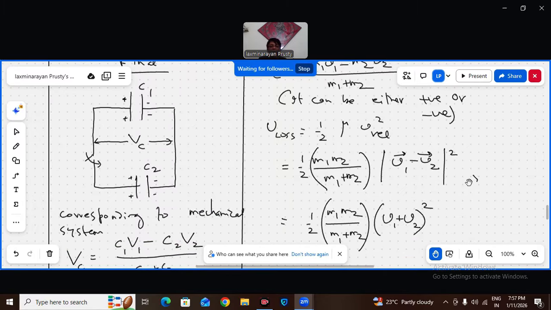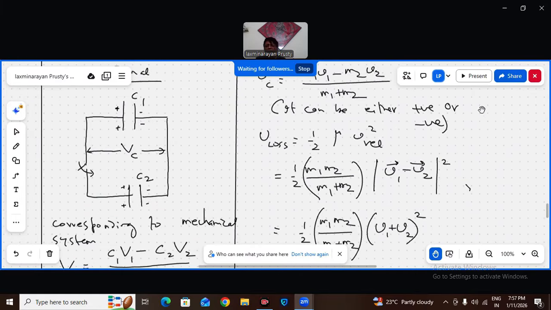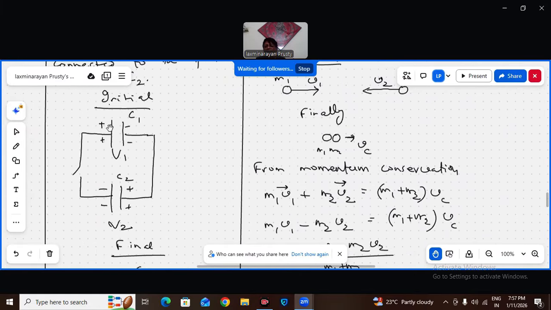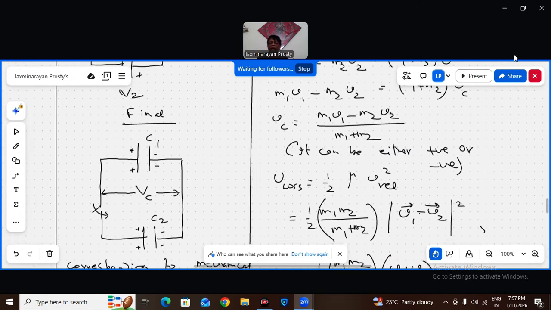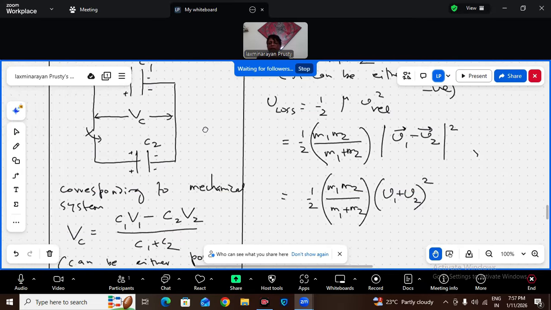For example, if they collide in opposite directions, they may be moving either both of them to the right or both of them to the left, depending on whose momentum is greater. Similarly, once I connect plus to minus and minus to plus, depending on which charge is flowing more to which plate, both will be either positive on this side or both will be negative on this side. So it doesn't matter at all. Finally, I am assuming this is plus, this is plus, this is minus after connecting.